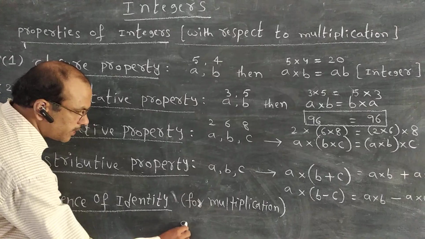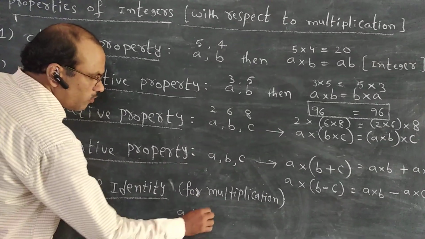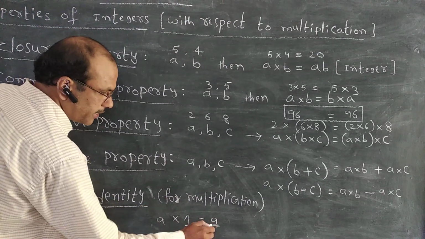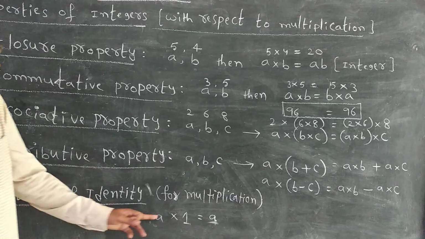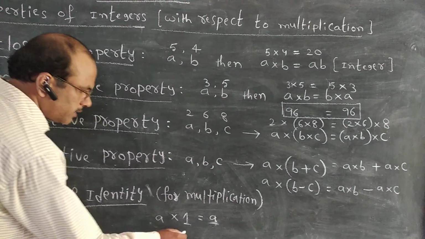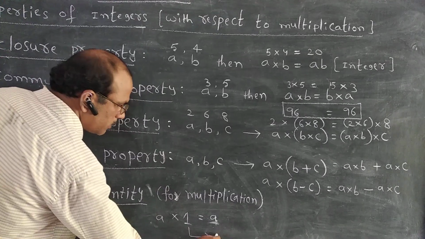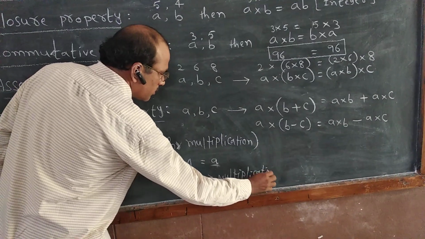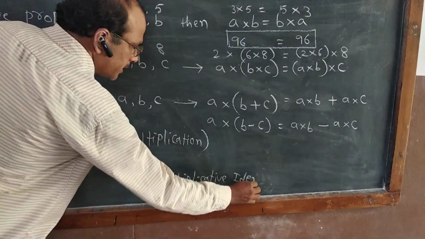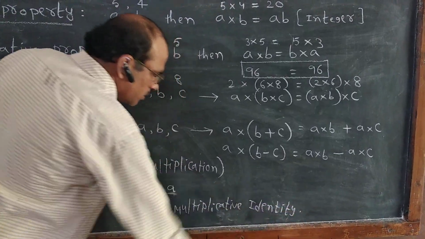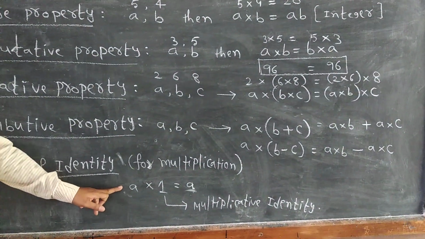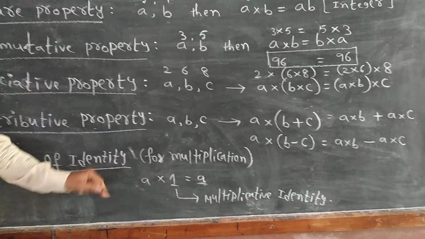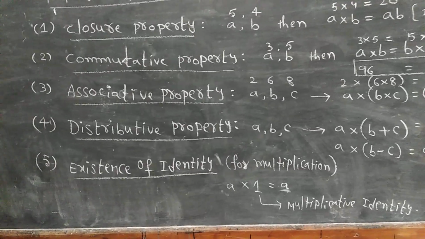Suppose we take any integer a, and when we multiply that integer with 1, again we will get the same integer that was taken. So here 1 is called the multiplicative identity. Whatever integer you take and multiply with 1, you will get the same integer as the answer. Then 1 is called a multiplicative identity.